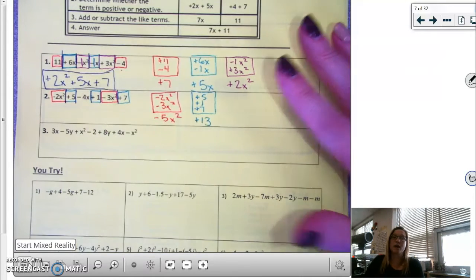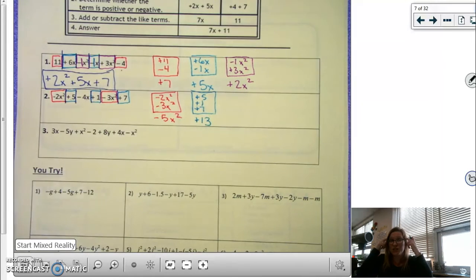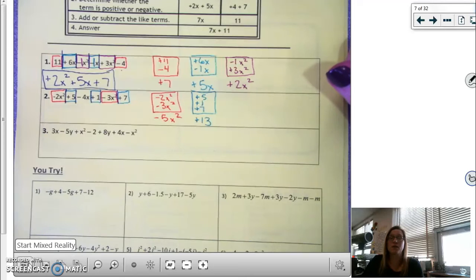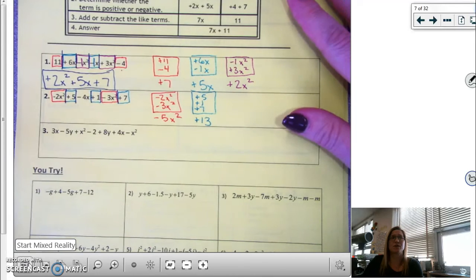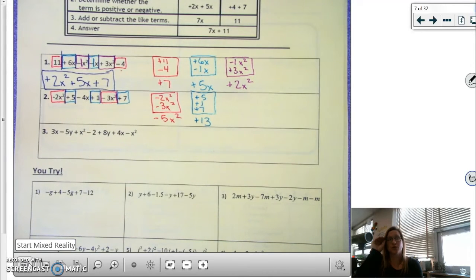If you need a calculator to help you with your integer rules, go ahead. But once you have them in here, you don't need a calculator. It makes it go so much faster. So keep working on those integer rules.